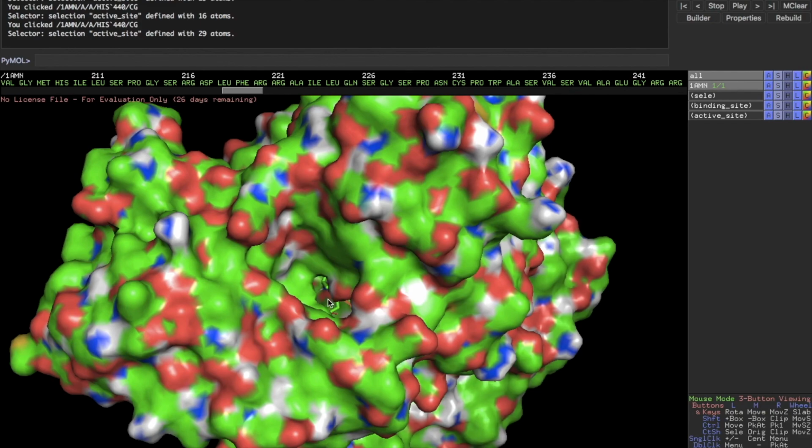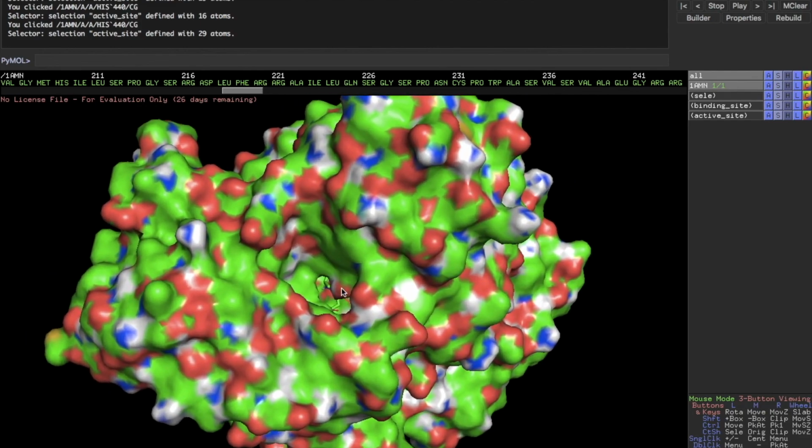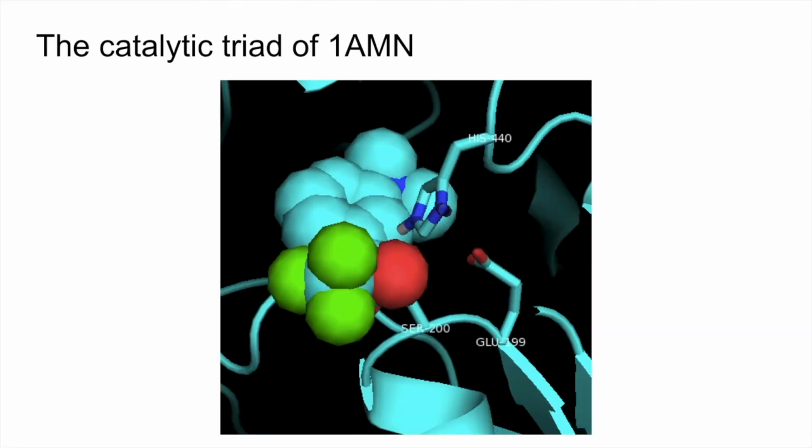You can see that the active site is deep within the center of this overall enzyme. And this is a picture of the actual triad, that serine, glutamine, and histidine, that do the actual binding. And remember, serine is the one that does the physical covalent bonding with its substrate.